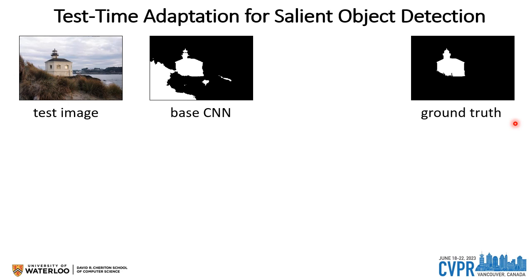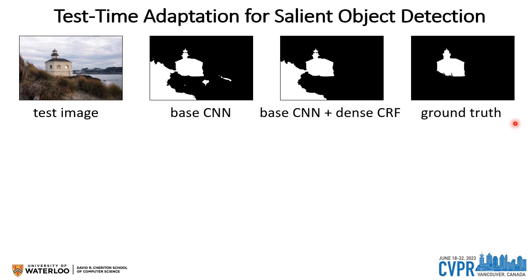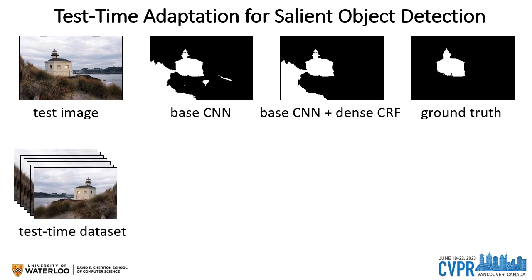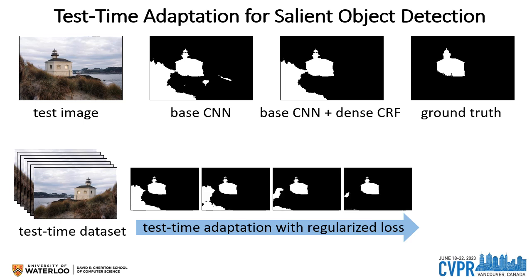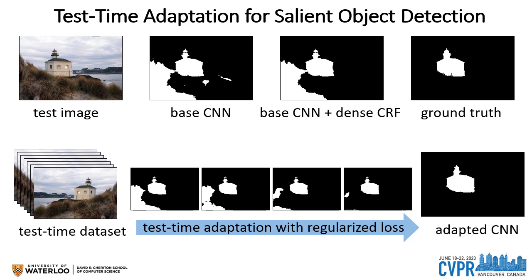It is common to apply dense CRF post-processing, and it does help to clean isolated noisy pixels like these ones here, but it's unable to correct large erroneous regions like this one. We propose test time adaptation to adapt the base CNN to a given test image. Adaptation is performed by training the base CNN for a few epochs on a small dataset constructed from just the test image. The adapted CNN is more likely to produce a satisfactory result as it's able to change large regions due to learning a better model for the test image.